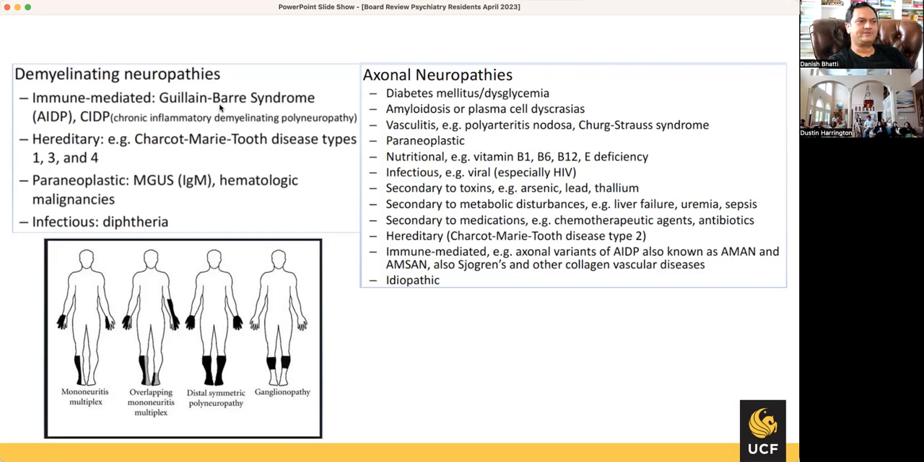In contrast, something like polio, poliomyelitis, is a descending paralysis. Botulism is a descending paralysis. Axonal neuropathies are the common ones. Those are the ones that you typically see where the nerve axons are damaged.